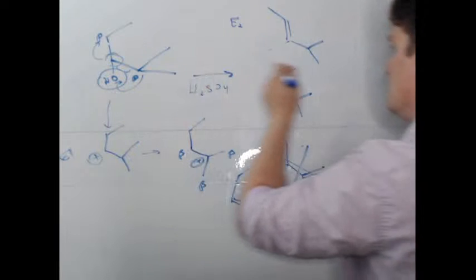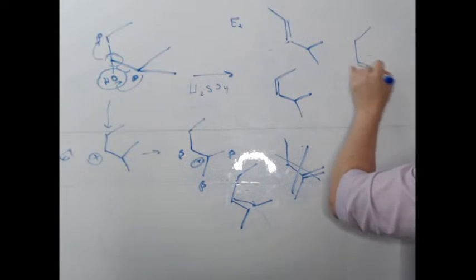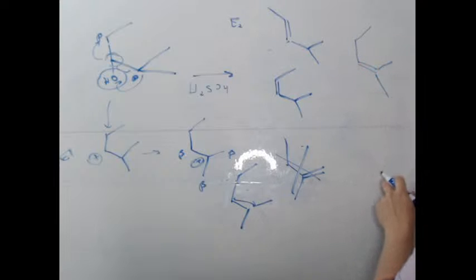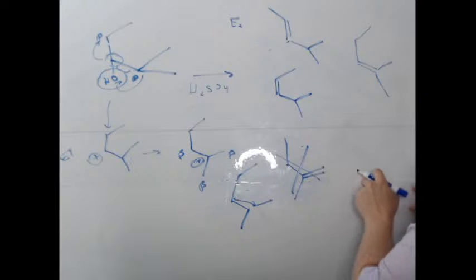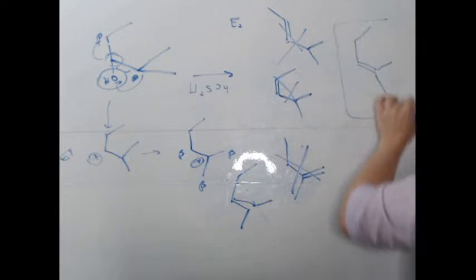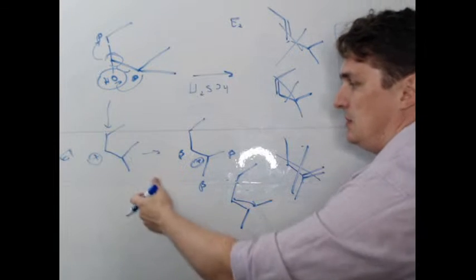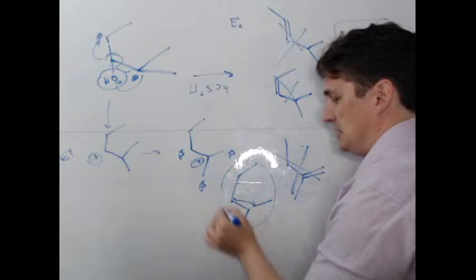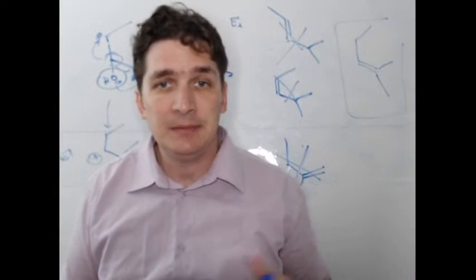Also by Zaitsev's rule, oops, sorry, I forgot one of the E2 mechanisms. Six products, 1, 2, 3, 4, 5, 6. By Zaitsev's rule, we're probably not going to create these 2 as well, so this is probably going to be the predominant product. And then if you go by the E1 mechanism, you're probably most likely going to create this product. So in terms of how do you figure it out?